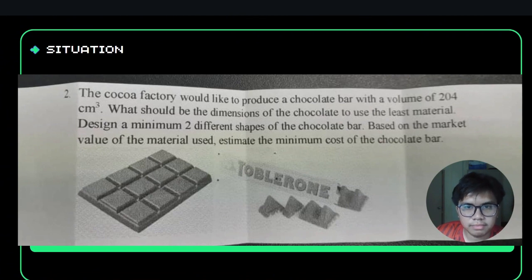Problem statement. The Cocoa Factory would like to produce a chocolate bar with a volume of 204 centimeter cubed. What should be the dimensions of the chocolate to use the least material? Design a minimum of two different shapes of the chocolate bar. Based on the market value of the material used, estimate the minimum cost of the chocolate bar.